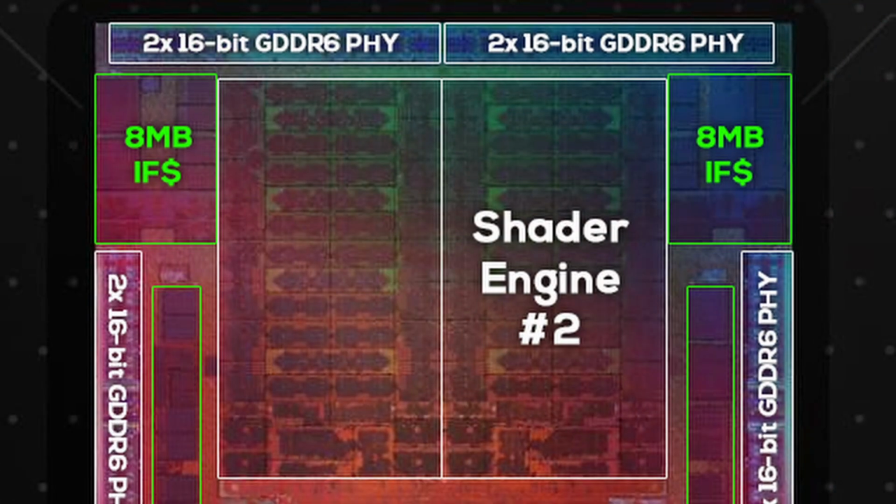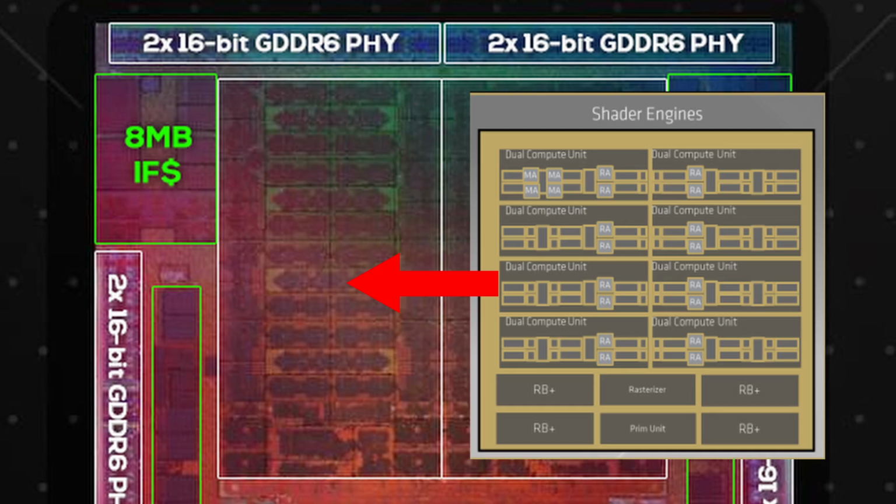A shader engine has 8 dual compute units, which AMD also calls workgroups, and a single raster engine. As the name implies, each dual compute engine contains, you guessed it, 2 compute units. A compute unit is basically the equivalent to what Nvidia calls streaming multiprocessor or SM. Even though the resolution of the image isn't great, if we trace the repeating patterns, we can place the 8 dual compute units or workgroups.